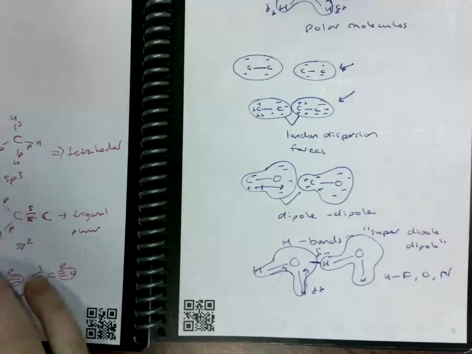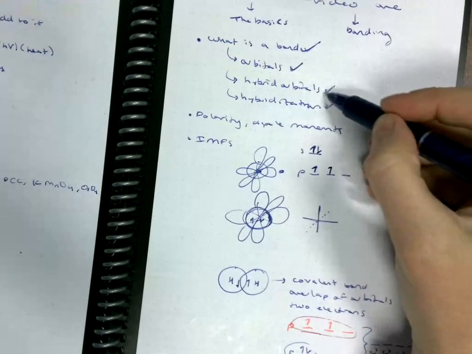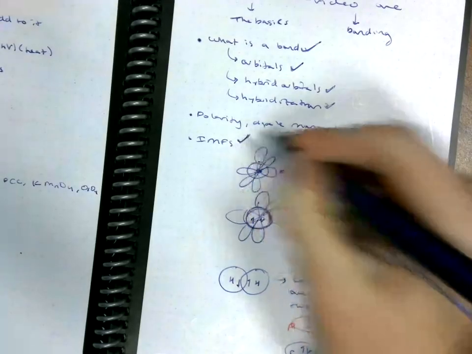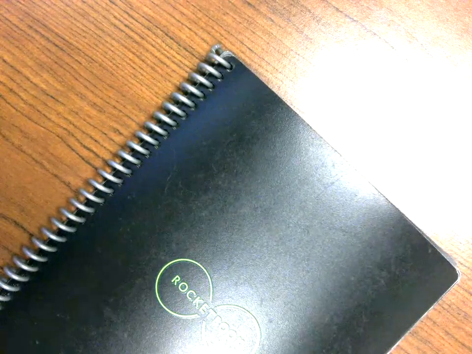Okay, so that is an overview of what a bond is, orbitals, hybridization, polarity, dipole moments, and intermolecular forces. So I hope that was helpful for you as an intro to Organic Chemistry 1, or an intro of review, I guess, for Organic Chemistry 1.